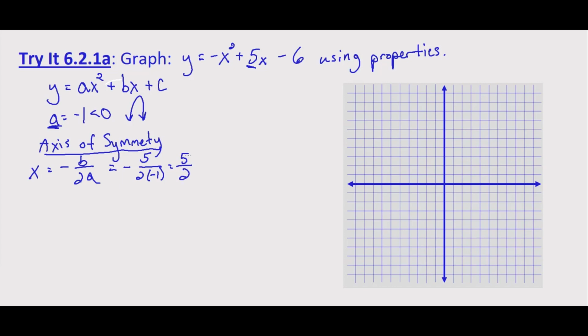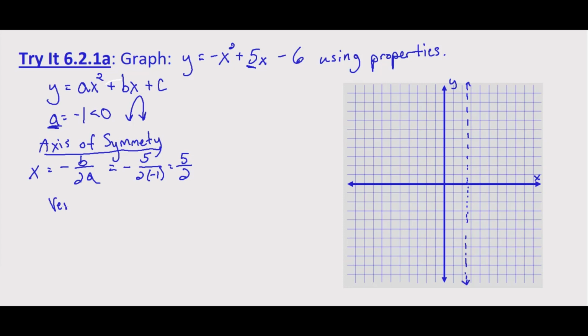Now, what else does that tell us? Well, that tells us that we have an axis of symmetry at 5 halves, and we'll go ahead and draw that in on our graph. So 5 halves is our axis of symmetry. And we don't technically need to include the axis of symmetry for the graph of a quadratic, but it does help and it doesn't hurt. So we should go ahead and graph that.